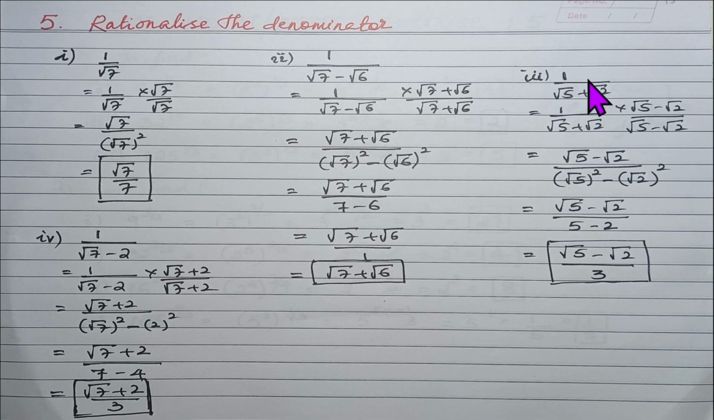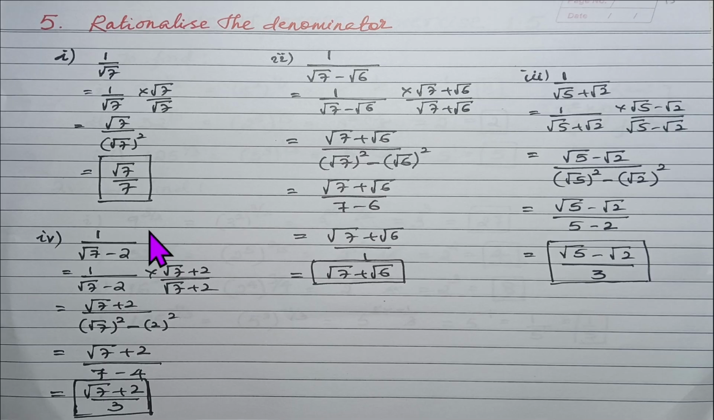Now, the third one is 1 by root 5 plus root 2. Multiply by root 5 minus root 2 divided by root 5 minus root 2, again the conjugate of this. Always remember, when it is a binomial radical, you have to take the conjugate of that. If it is a plus sign, you have to take a minus sign. Now, simplifying, root 5 minus root 2 divided by root 5 square minus root 2 square, that is root 5 minus root 2 divided by 5 minus 2. Root 5 minus root 2 divided by 3 is the answer.